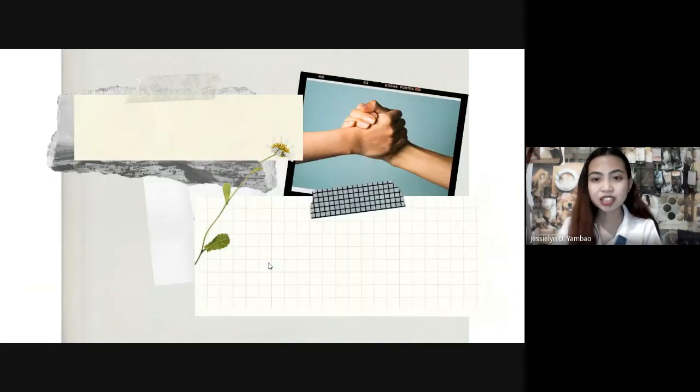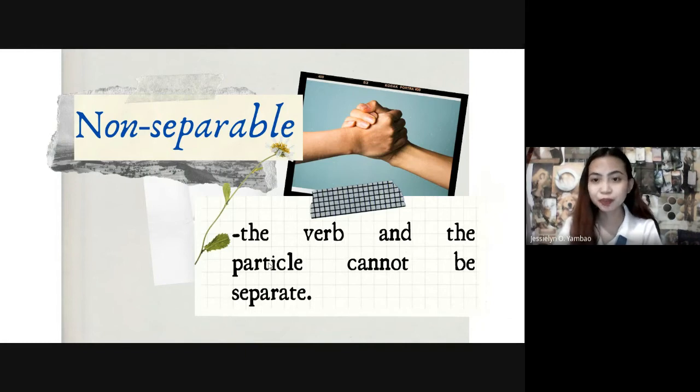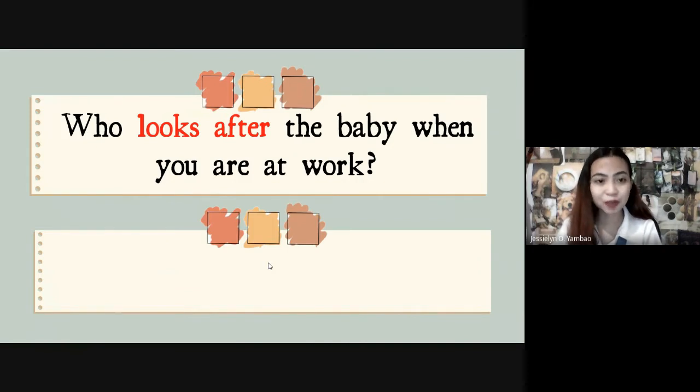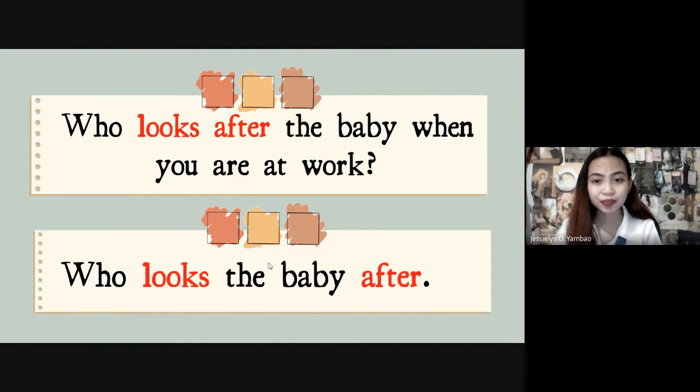While in the non-separable verb, which is the complete opposite of the separable verb, the verb and the particle cannot be separated. Let's take this example to further understand it. Number one, who looks after the baby when you are at work? And who looks the baby after? The second sentence didn't make sense, right? Because who looks the baby after? It's incomplete. We cannot understand it. While who looks after the baby when you are at work means that someone is asking who would look after the baby when someone is at work. Okay? And that is because non-separable verbs, as the name suggests, cannot be separated in a sentence.